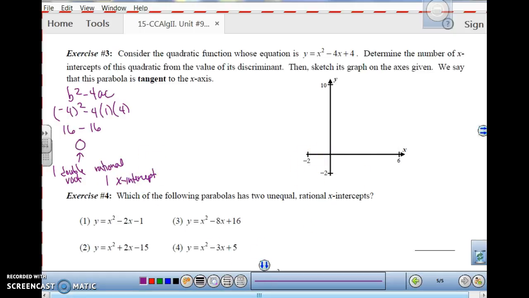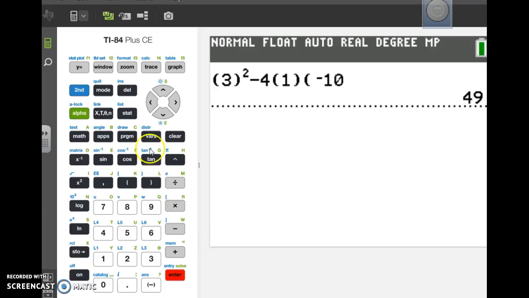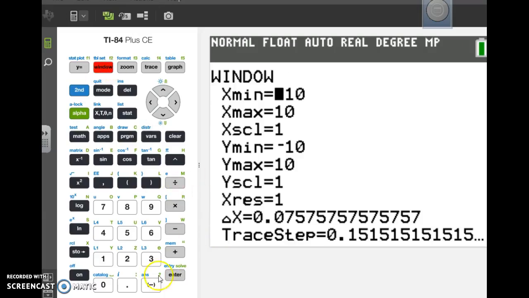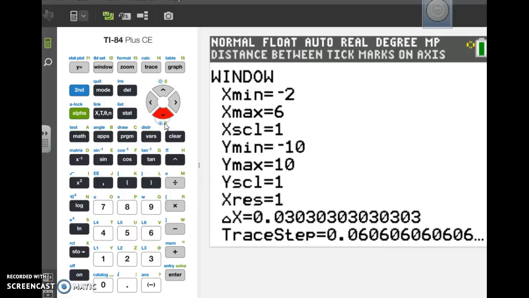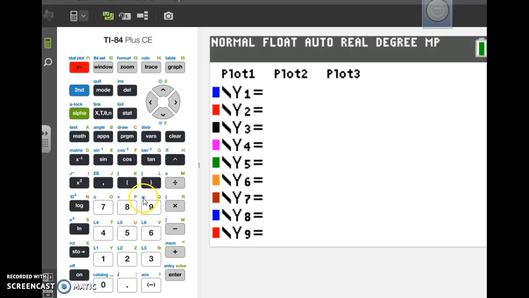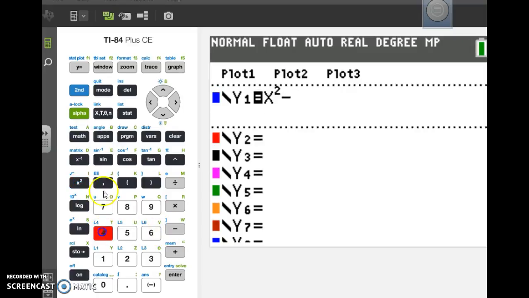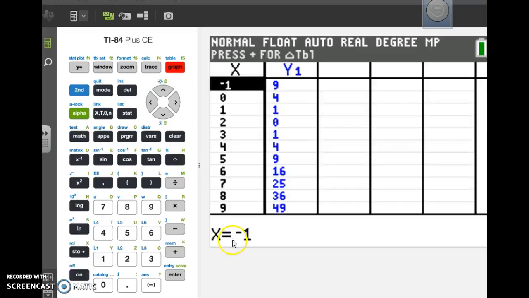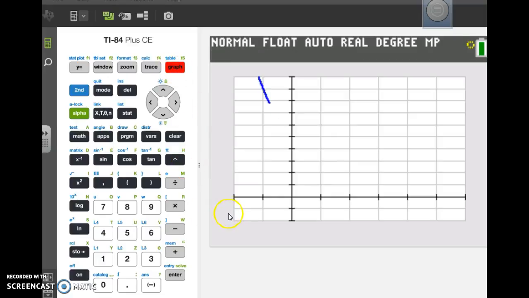So let's see if we can graph this. First of all, let's set the window. The graph is from negative 2 to 6 for the x's, and from negative 2 to 10 for the y's. Go to my y equals, and I want to put in x squared minus 4x plus 4. If I go to my graph, whoop, that's my table. Here's my graph.